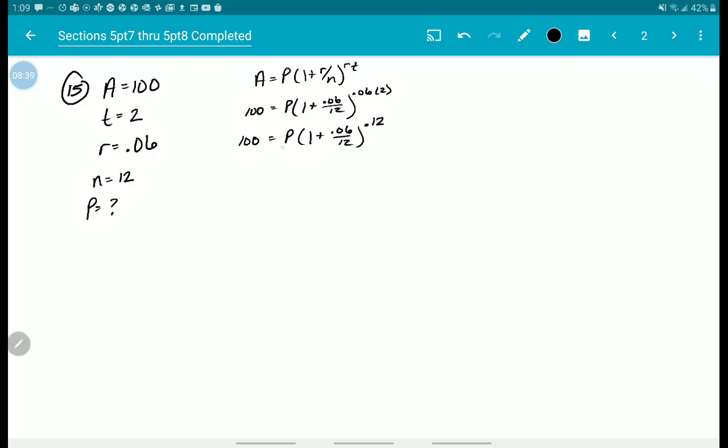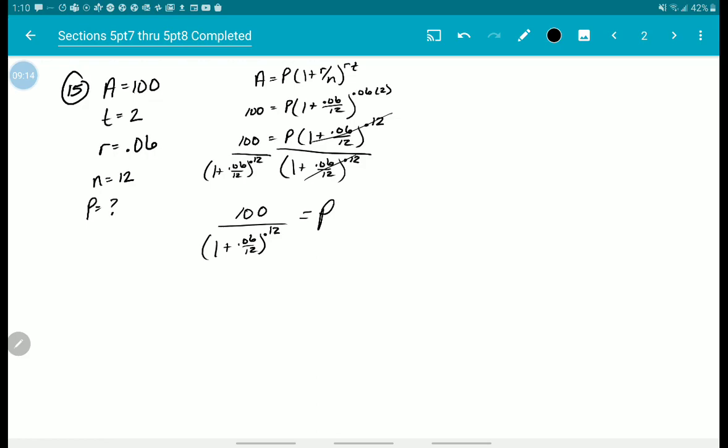Now we want to get P by itself. Right now P is multiplied by that number, so the opposite would be to divide by that number. And we could simplify the 0.06 divided by 12 too, but I'm going to leave it. So now that's going to cancel with that. We have P by itself, and it's going to be 100 divided by 1 plus 0.06 divided by 12 to the 0.12.